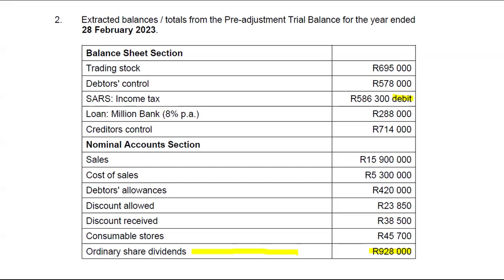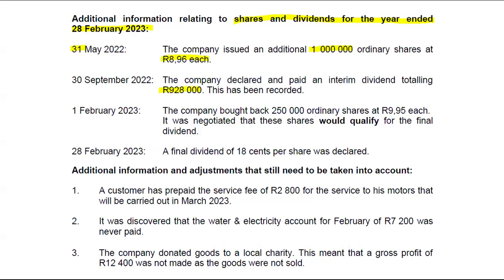I don't know if it recorded the last statement I made, because I was talking about ordinary share dividends that appear in the pre-adjustment trial balance of 928,000. So that 928,000 is basically your interim dividends. And this on the 30th of September, what I highlighted here, indicated that this actually is your interim dividends. Interim dividends are the only dividends that will be declared and paid. And remember, whatever appears in your pre-adjustment trial balance, especially in the nominal account section, represents what has been received or paid.